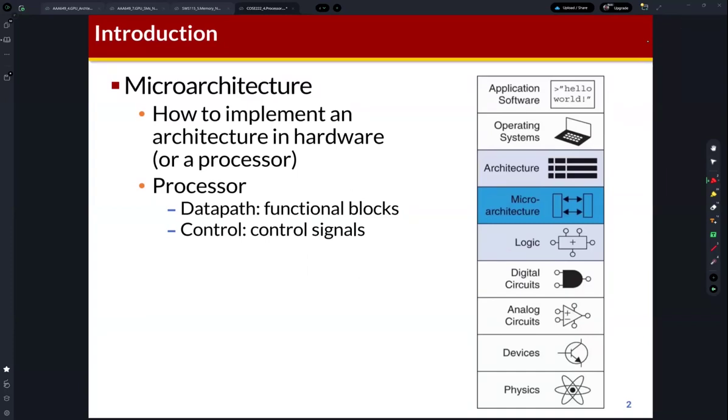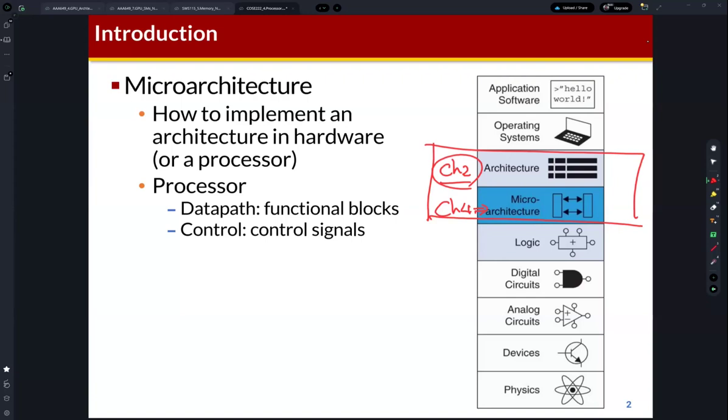This figure shows the layers in the computer system, right? I mentioned that in this course we will learn about the architecture and the microarchitecture of a computer system. In chapter 2, we learned about the architecture, which means the instruction set architecture. And in chapter 4, we will learn about the microarchitecture of a computer system.